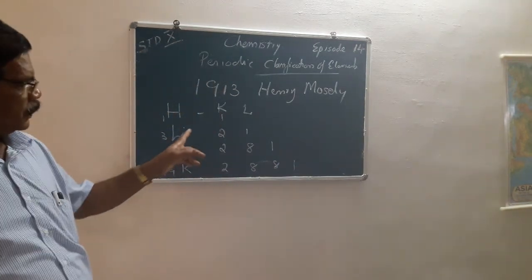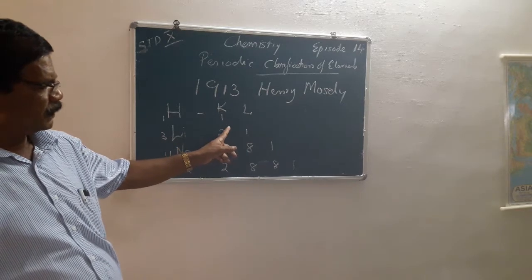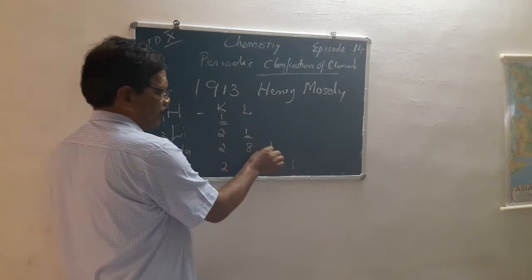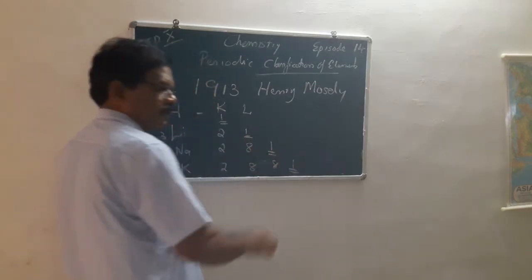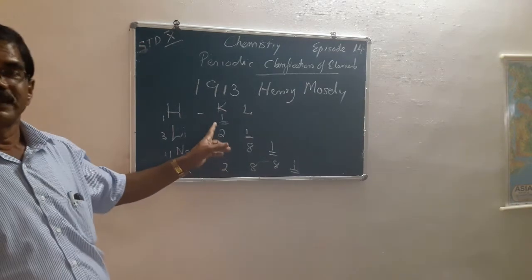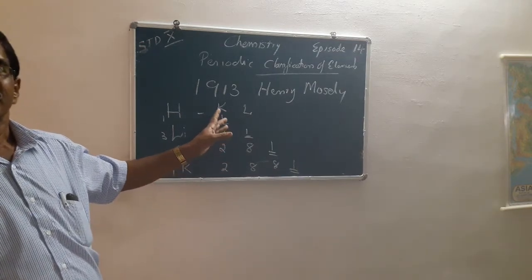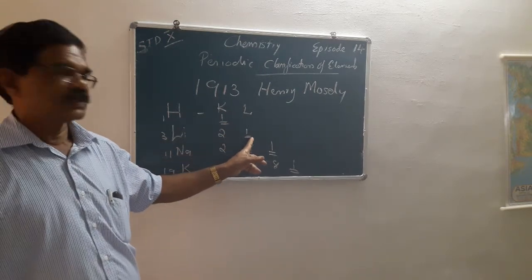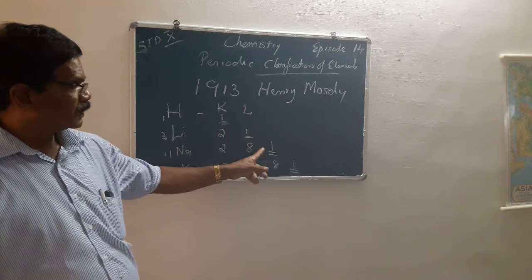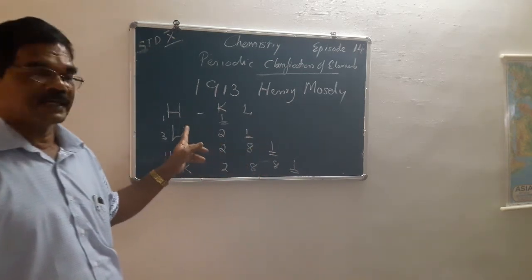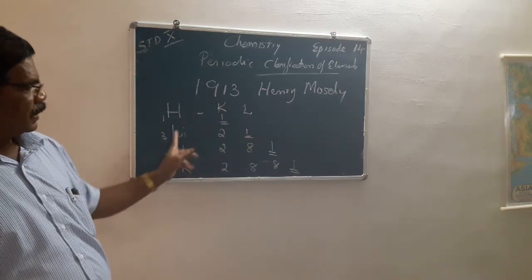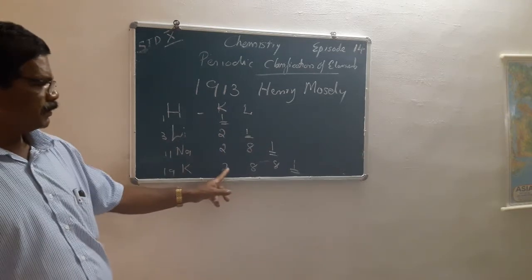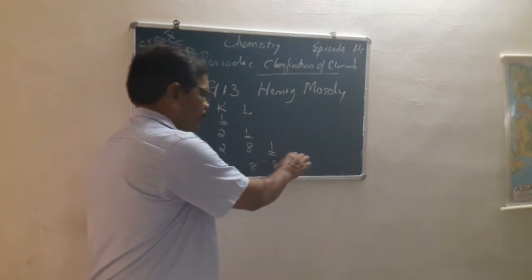When you look at the electronic configuration of the first group elements, what have you noted? What is the peculiarity of the first group elements? They have one electron in the outermost shell. For example, hydrogen has one electron, lithium 2-1, sodium 2-8-1, potassium 2-8-8-1.